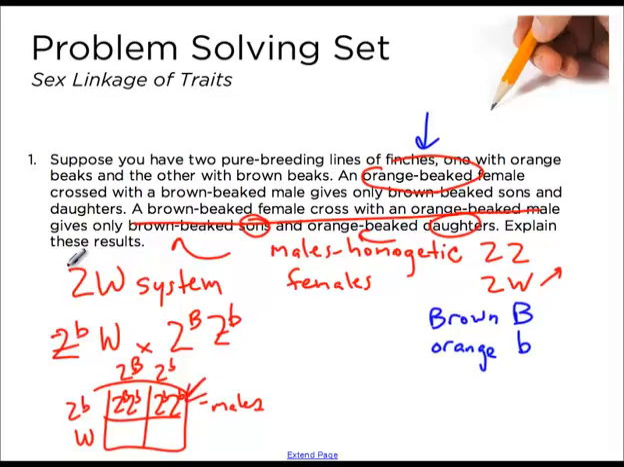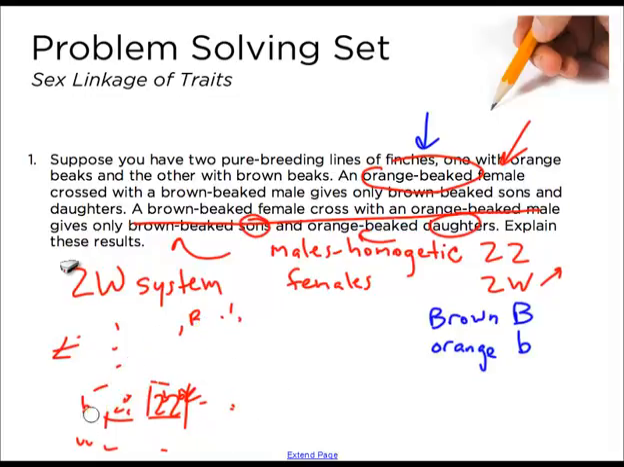So we now know, honestly, it really doesn't matter, but in this cross that they were telling us about, this doesn't disprove anything. It just means that they're giving us a situation. They didn't tell us, but the brown-beaked male that they told us about was homozygous, as long as everything else goes okay. Let's look at the other cross and see what we can make of that.